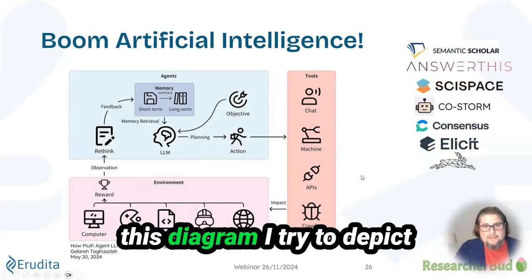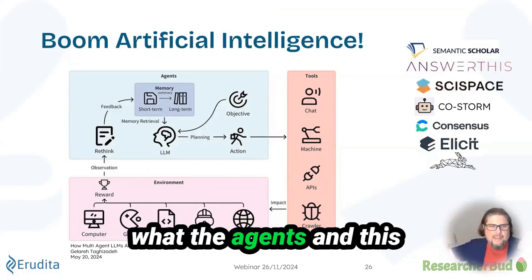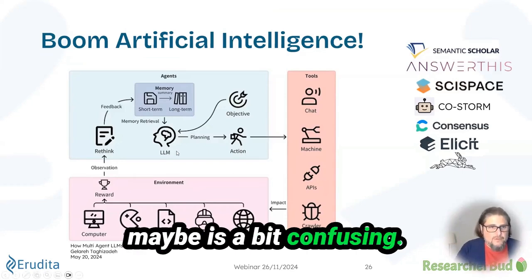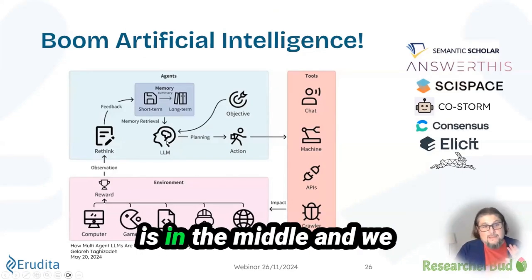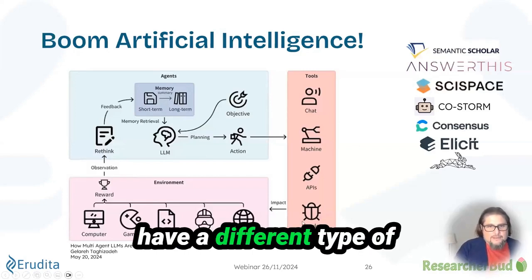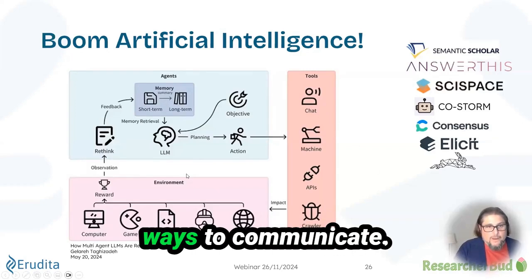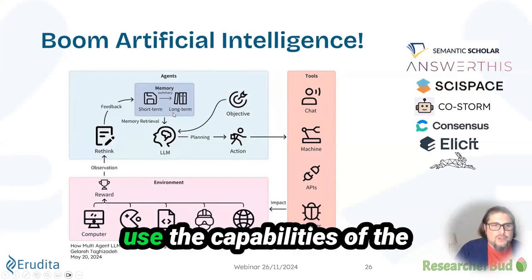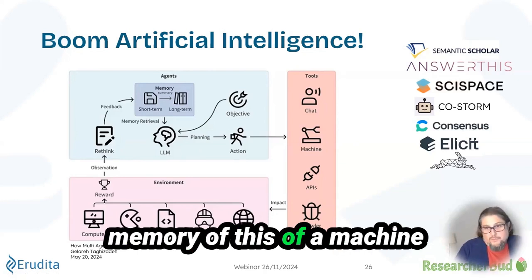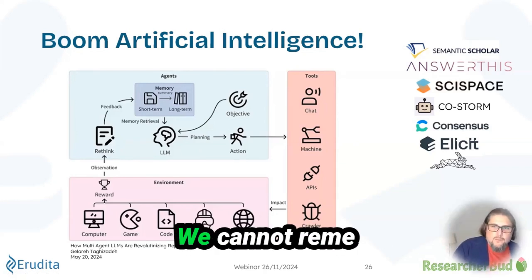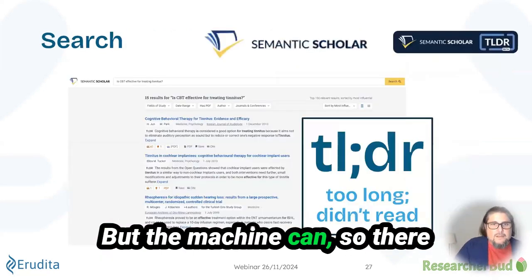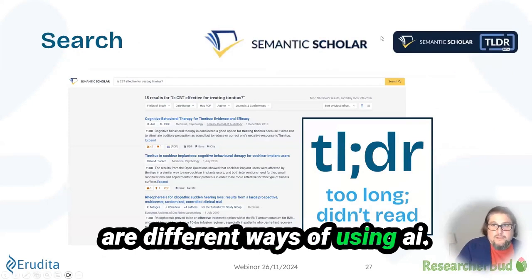This diagram, I tried to depict what the agents and this type of software do, but maybe it's a bit confusing. Just think that the LLM is in the middle, and we have different ways to communicate. The main thing is that we use the memory capabilities of a machine instead of a human. We cannot remember all the papers, but the machine can. So there are different ways of using AI.